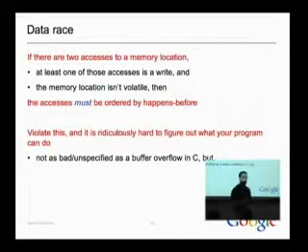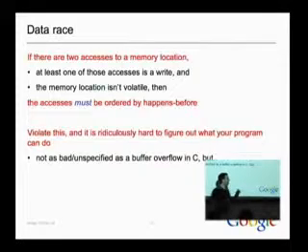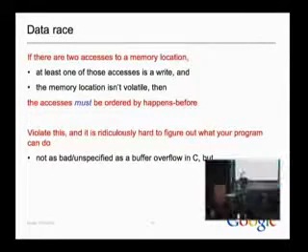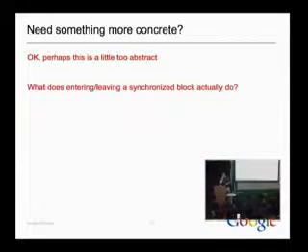If you have data races in your program, it's really hard to figure out what your program is going to do, because in addition to not having locking, the compiler and the processor are going to conspire to violate what you think might happen. It's not as unspecified as a buffer overflow in C. We were very careful about that when designing the memory model, but it's still kind of hard to figure out what's going on.